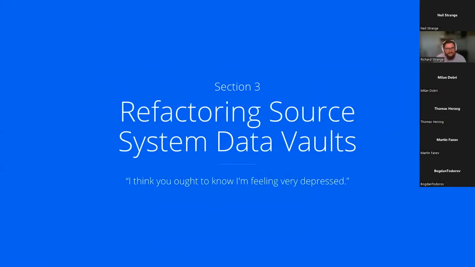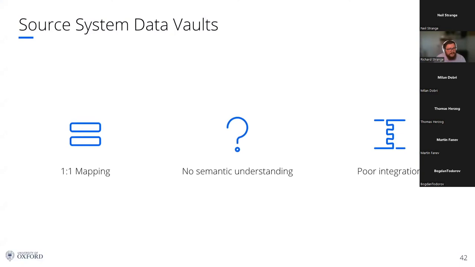Well, this goes into refactoring your sort of sources from data vaults. Now we're going through these, we're seeing these patterns. And I know you land in a source system data vault, you look at the previous work and you go, oh God, I'm feeling quite depressed or very depressed, which is another Marvin quote. But generally, I think most people here are familiar with them.